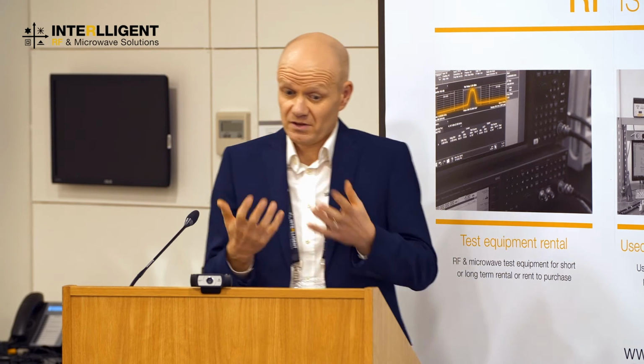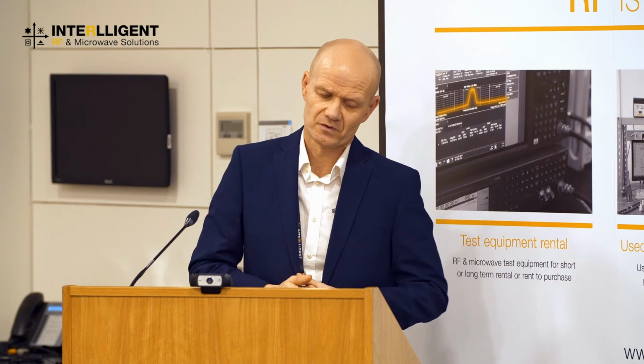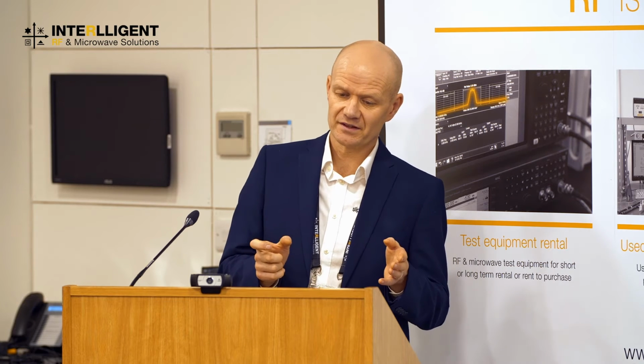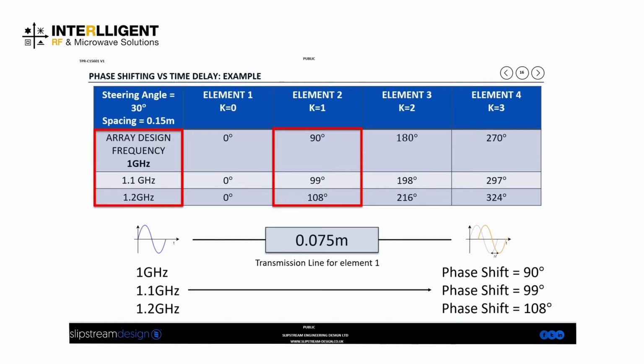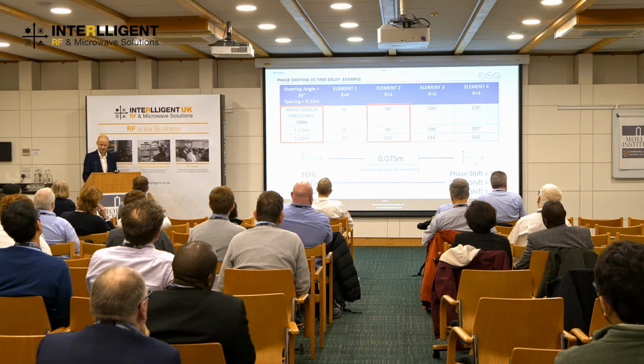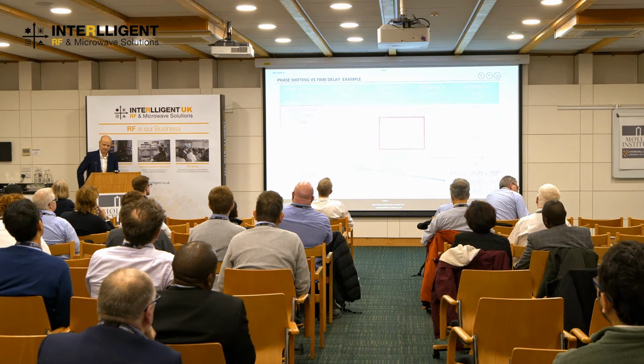And that can be achieved by just using a simple transmission line. So here we've got a transmission line at the bottom, which is 75 millimeters long. And at 1 gig, that gives us 90 degrees. And just because it gets electrically longer as we increase the frequency, then we get increased phase shift. And that gives us exactly what we need. So a time delay gives us the perfect solution, and maintains the beam angle, even if we change the frequency.